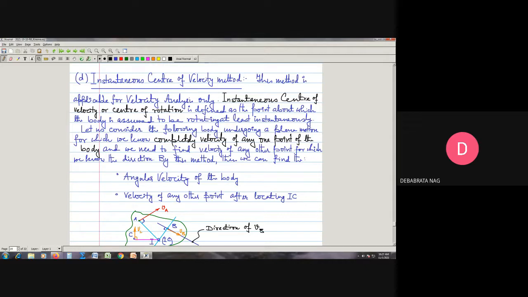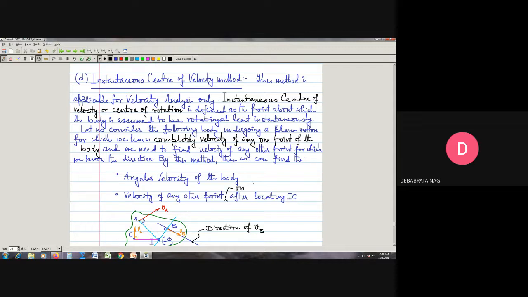So let us consider the following body which is undergoing a plane motion, I mean to say a general plane motion, for which we completely know the velocity of one point of the body, and we need to find the velocity of any other point for which we know at least its direction. By this method, we can find the angular velocity of the body, and also, after locating the instantaneous center, we can find the velocity of any other point on the rigid body.